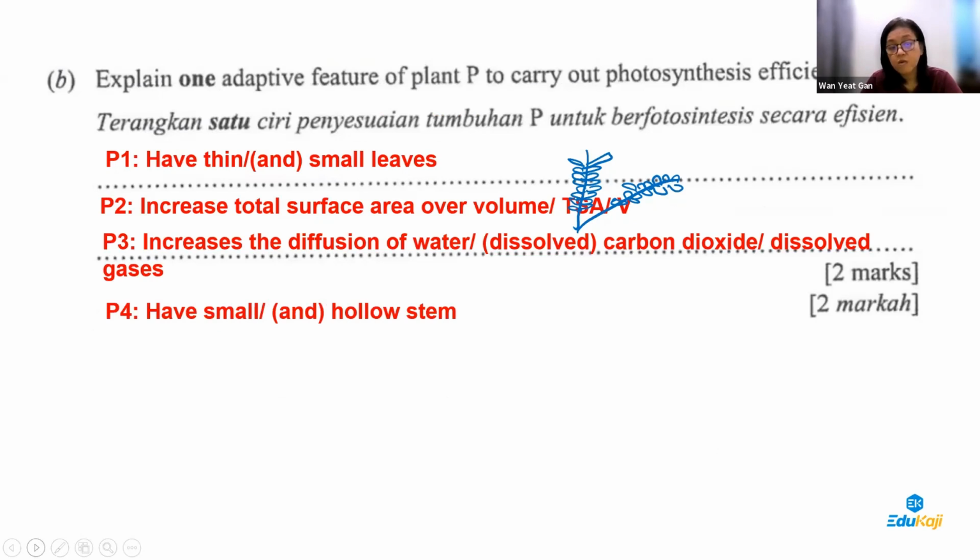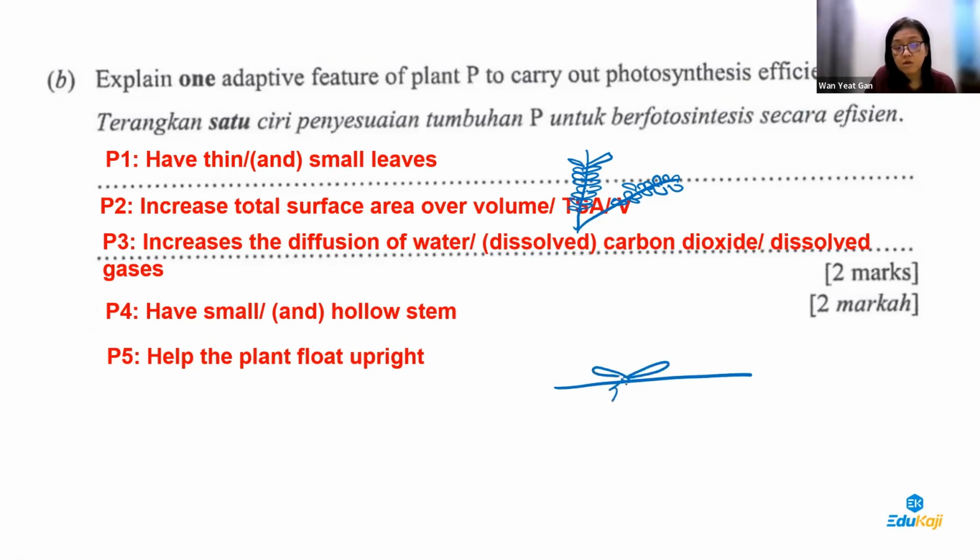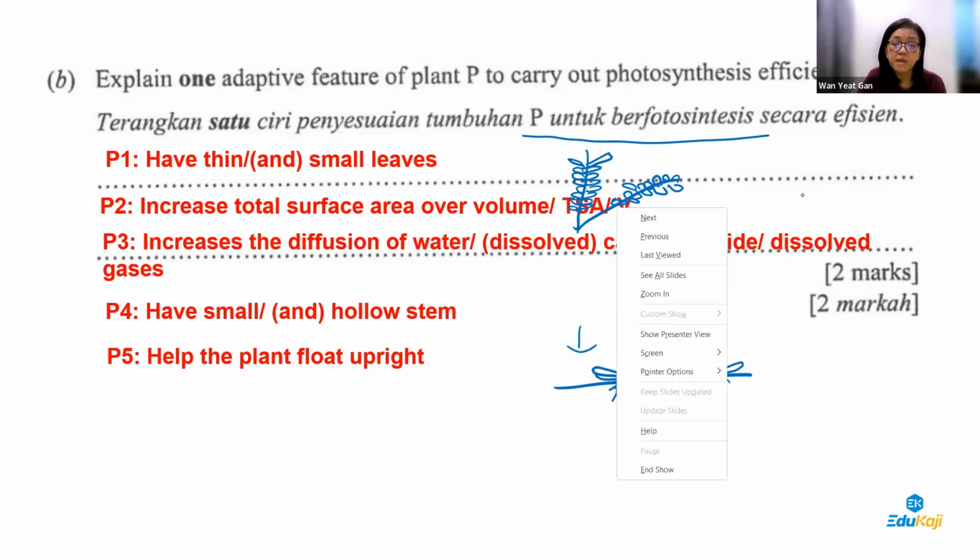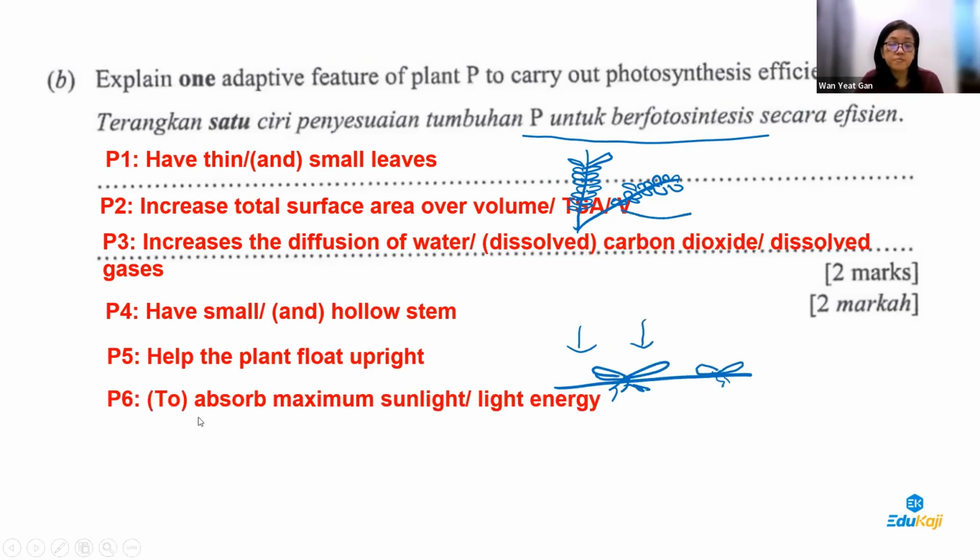Okay, next is having small and hollow stem to help the plant to float up, right? This is mainly for floating plants. Floating plants need to float above water in order to obtain maximum sunlight. And they have hollow stem here, which acts like a float. So they can float upright. They can be the ones that float, or even the ones under the water too. They have small and hollow stems. Their stems are normally hollow, so that they can absorb maximum sunlight.